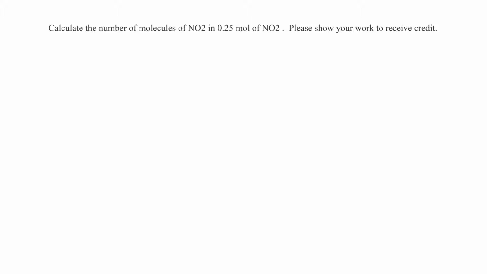And so if we look, they're asking us to find molecules of NO2. They're giving us 0.25 moles of NO2, right? And so the first thing you do when you do any problem in chemistry is you're always going to put what you're given over 1. And so that's what we're going to start out with here.